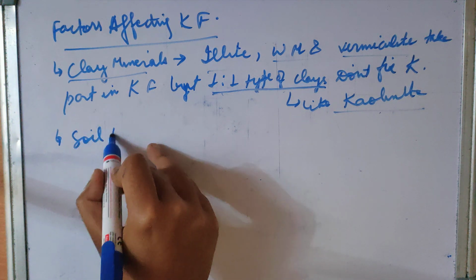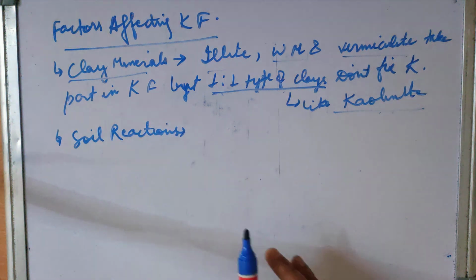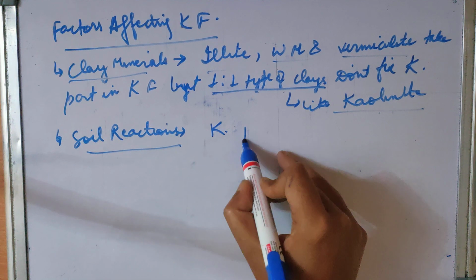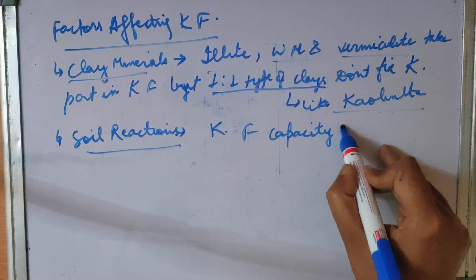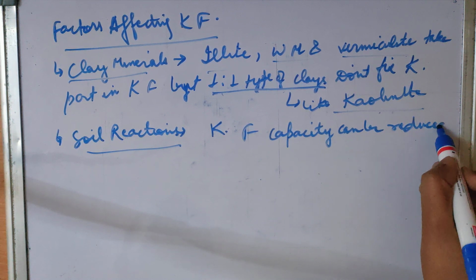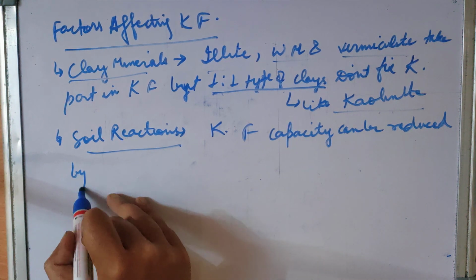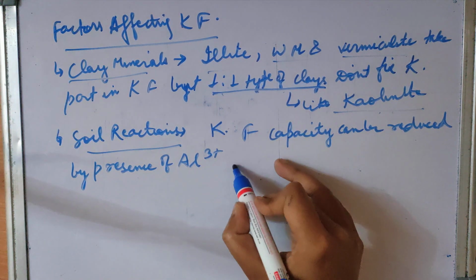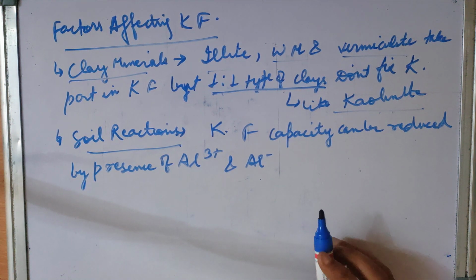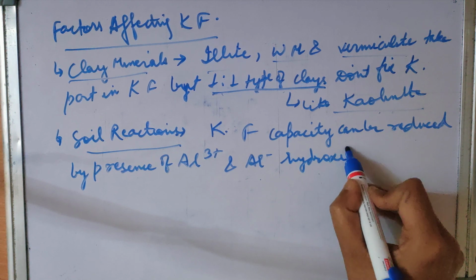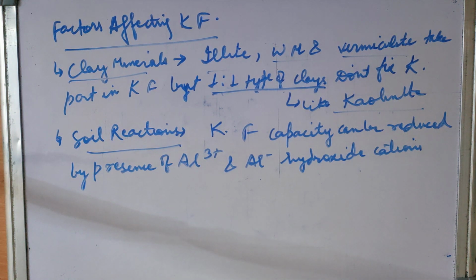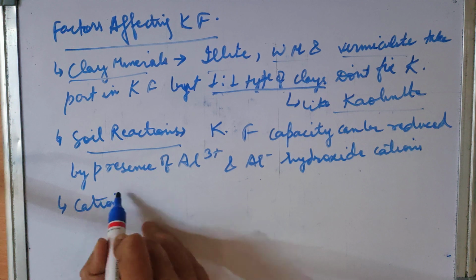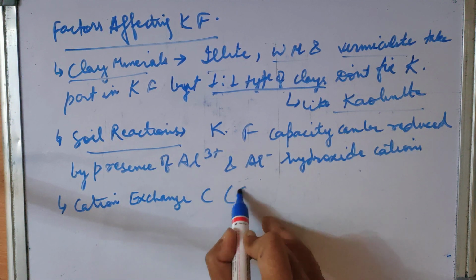Second point is soil reaction. K fixation capacity can be reduced by the presence of Al3+ and Al hydroxide cations. So the Al3+ and Al hydroxide cations can reduce K fixation capacity. Next is cation exchange capacity, that is CEC.